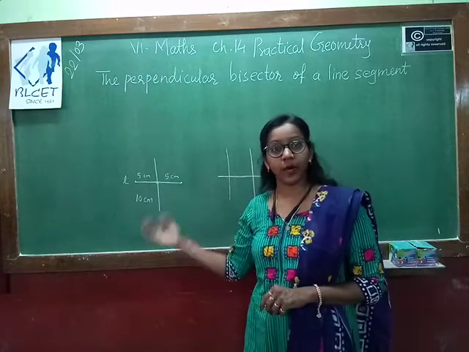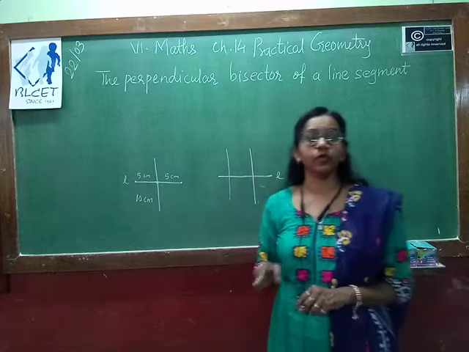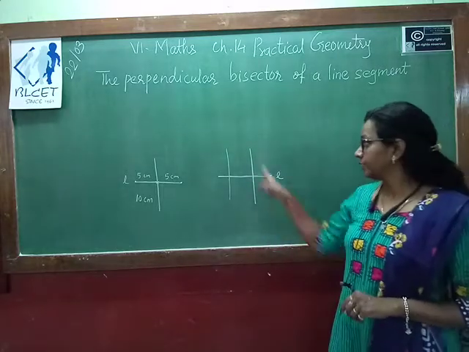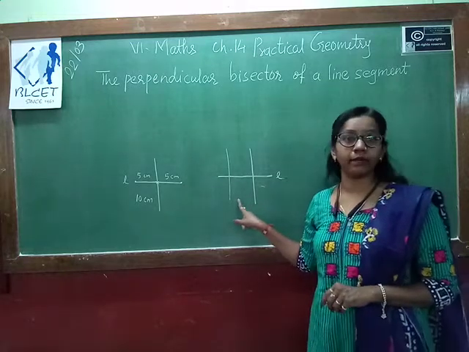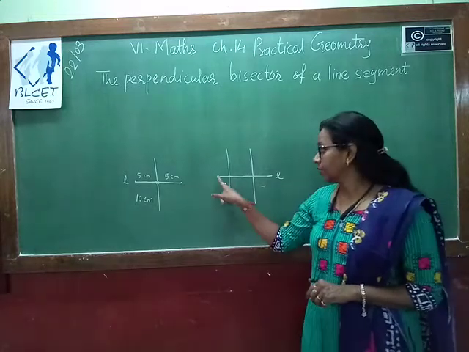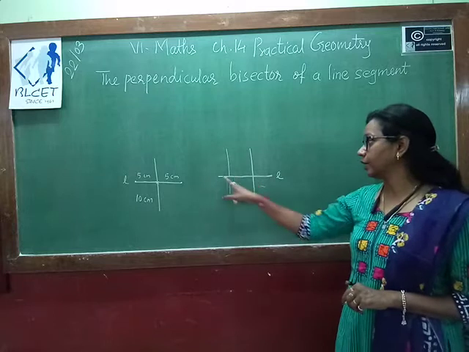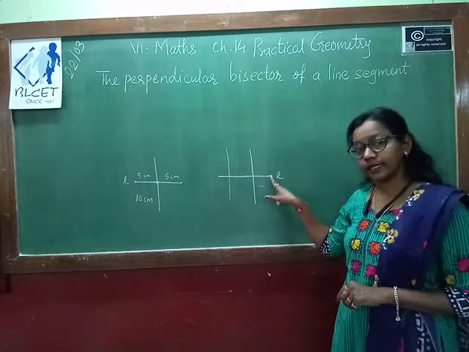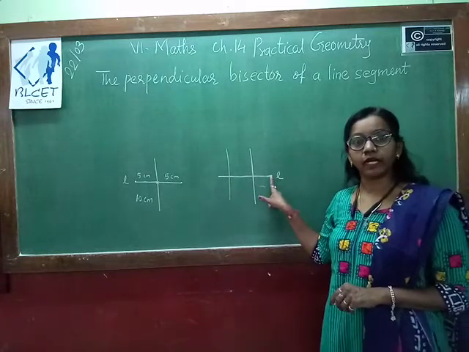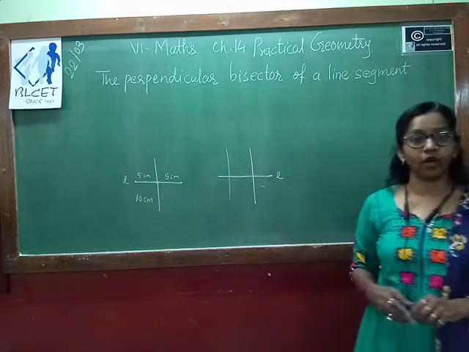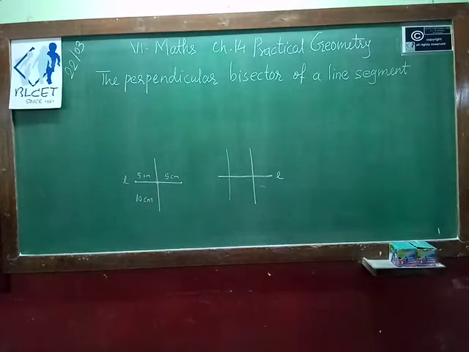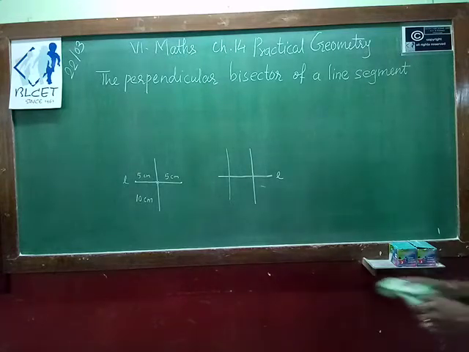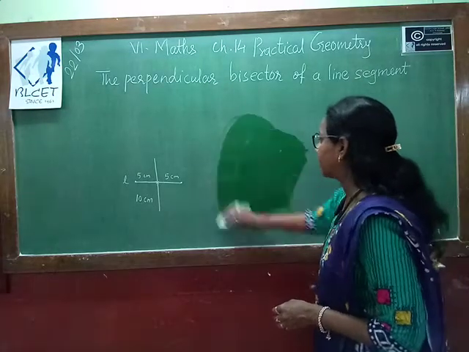Bisector means to divide a line segment into two equal parts. This is also a perpendicular, this is also a perpendicular, but they are not bisectors because they do not divide this line segment into two equal parts. So this is the concept of bisector. Now, how to construct a perpendicular bisector? Let's see.